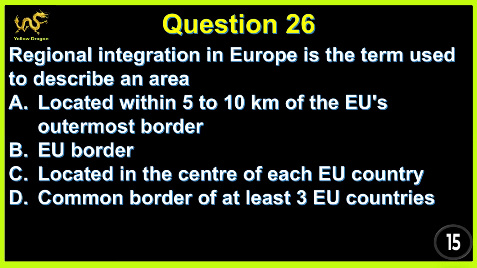Regional integration in Europe is the term used to describe an area: A. Located within 5 to 10 kilometers of the EU's outermost border. B. EU border. C. Located in the center of each EU country. D. Common border of at least 3 EU countries. B. EU border.